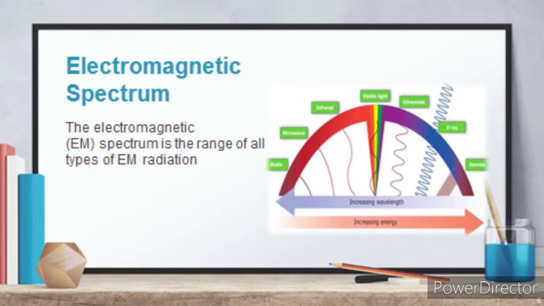Electromagnetic waves can be split into a range of frequencies. This is known as the electromagnetic spectrum. So now, what is the electromagnetic spectrum? The electromagnetic spectrum is the range of all types of EM radiation that travels and spreads out. Electromagnetic waves can be separated into 7 distinct groups in the spectrum.